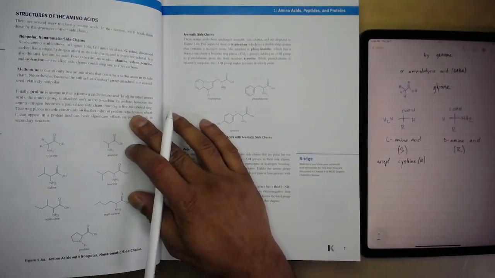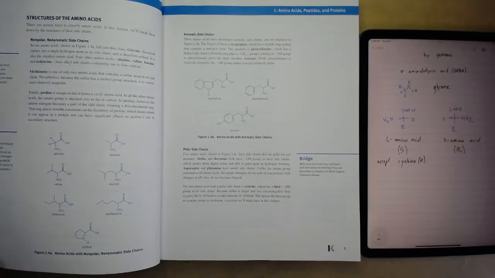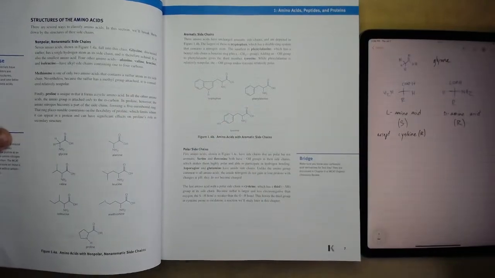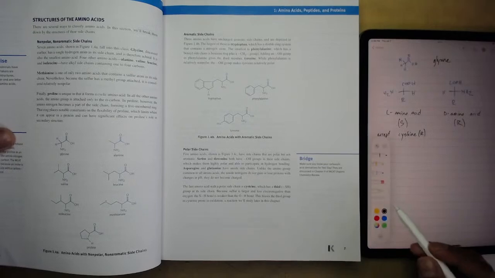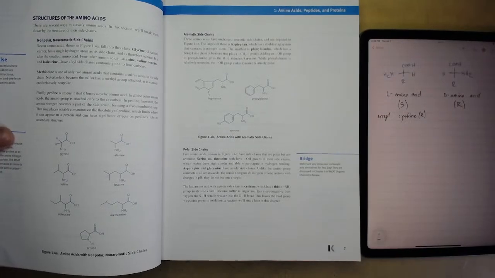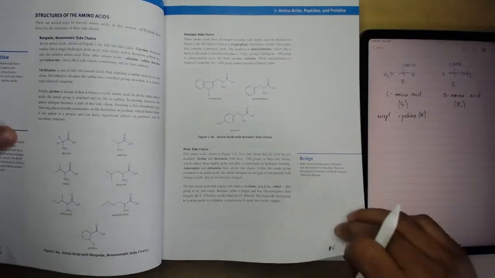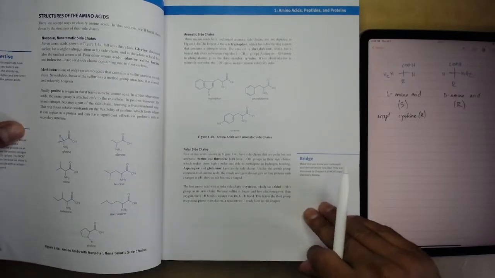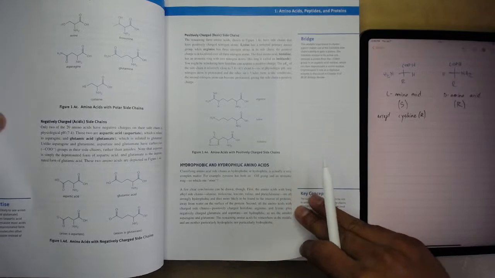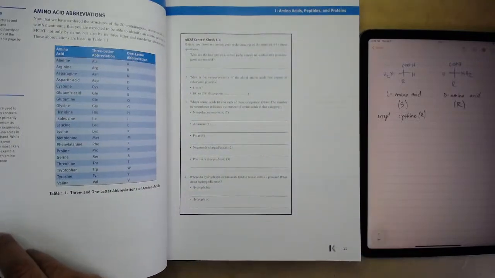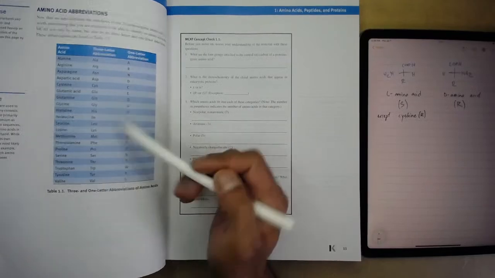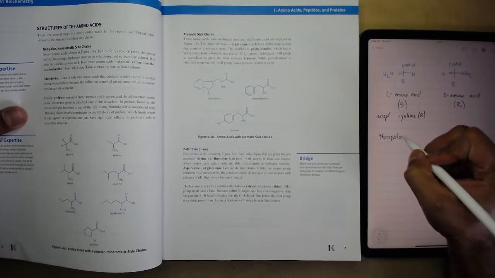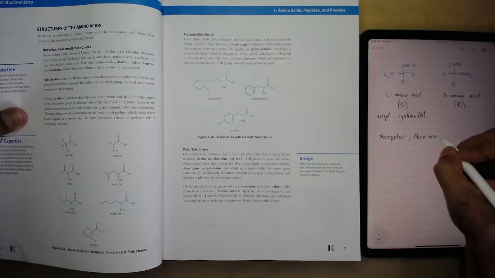Structures of the amino acids. There are several ways to classify amino acids. In this section, we'll break them down by the structure of their side chains. We'll start with nonpolar, non-aromatic side chains. We did a quick review of these in organic, but now we're going to draw each one down to get a better understanding. And there are abbreviations. All right, we'll get into that.